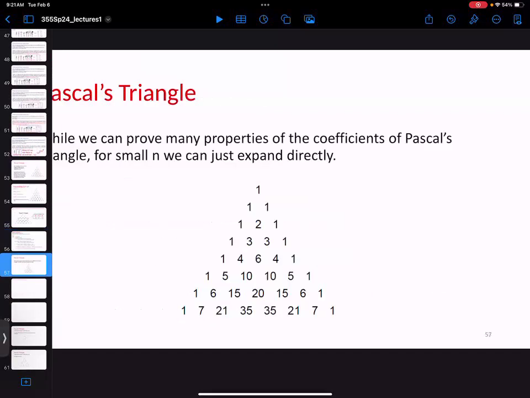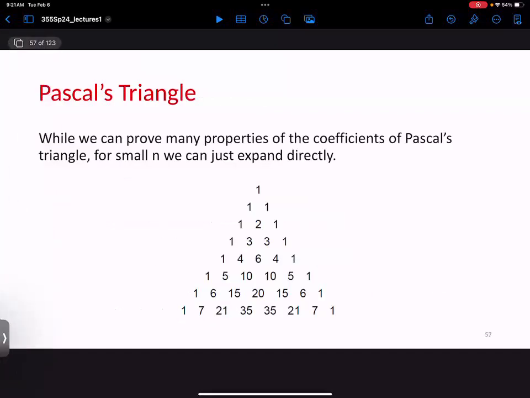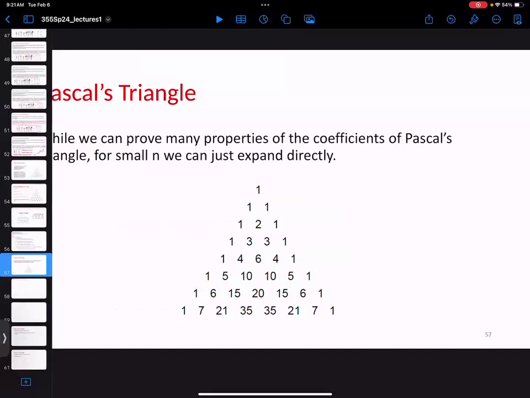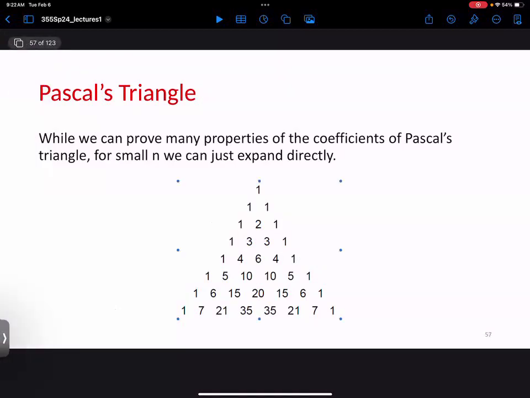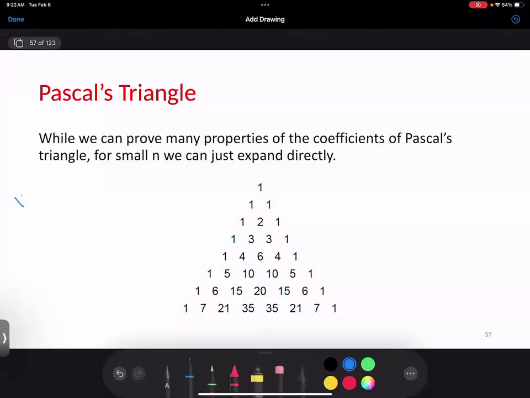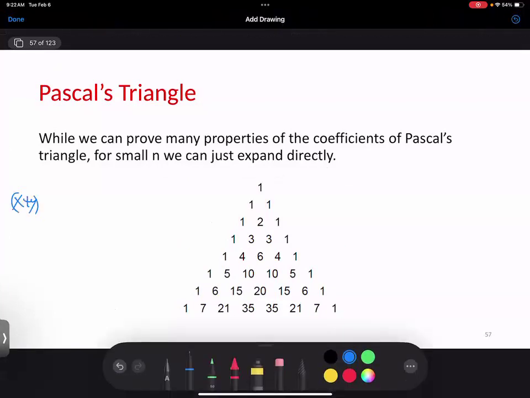All right. So we could prove it directly, but there's other ways to do it. So again, here is Pascal's triangle. And if I want to expand things directly, I could say, let's assume we know that x plus y to the n, let's say we know it's the sum, k goes from 0 to n. I'll write it as a_{n,k}, x to the k, y to the n minus k.